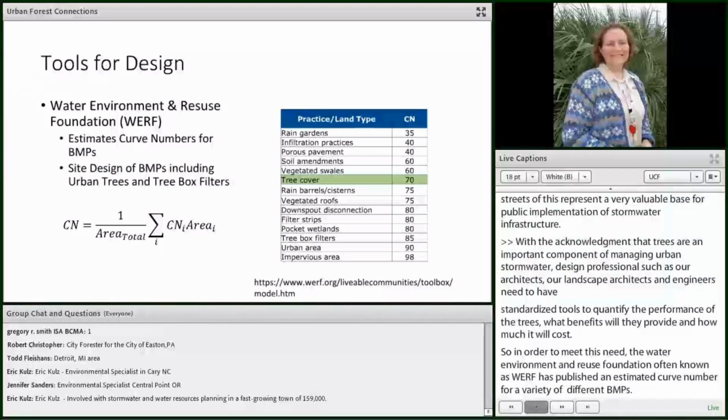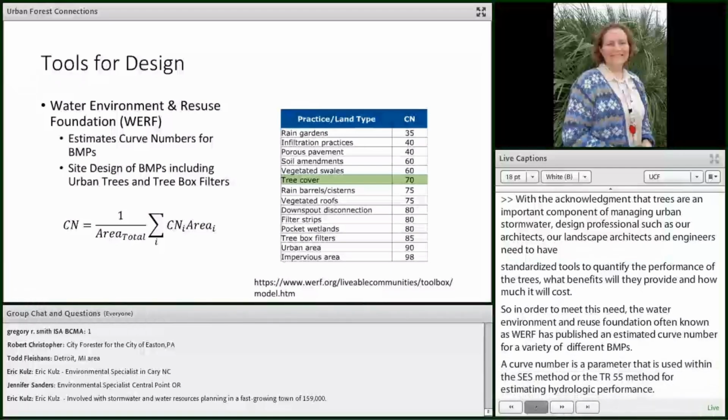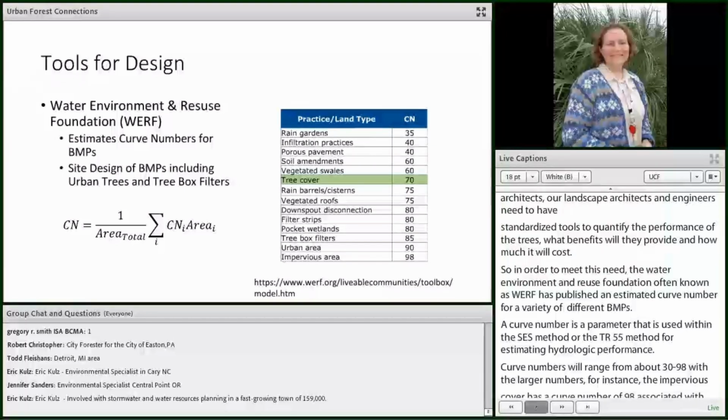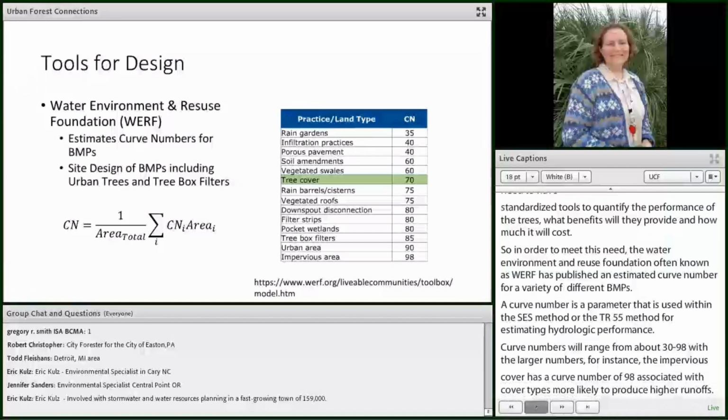Curve numbers will range from about 30 to 98, with the larger numbers, for instance, the impervious cover has a curve number of 98, associated with cover types more likely to produce higher runoff. How they did this was WERF compiled data from a variety of runoff observation studies and then developed curves to estimate the average runoff from some of the more common BMPs. Included in that suite of BMPs were trees.